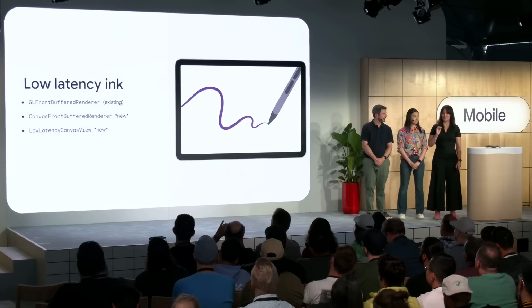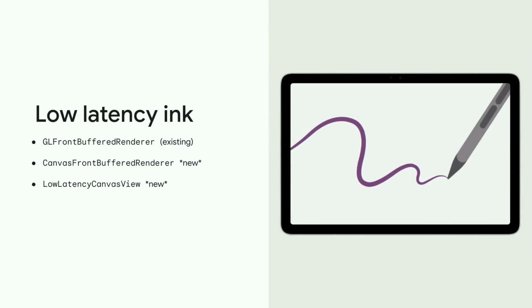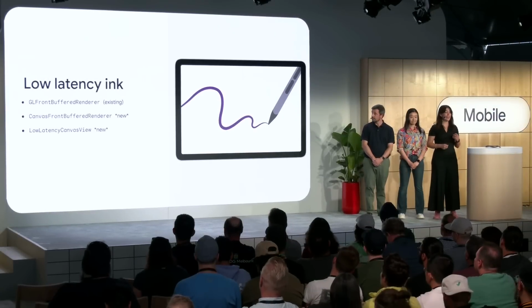A key aspect of a responsive inking experience is low latency. Reducing latency minimizes the delay between moving your stylus and the ink appearing on screen. Based on your feedback, we've introduced 2 new APIs to make low latency easier for apps that use Canvas for rendering, along with our existing GL Front Buffered Renderer API. So Canvas Front Buffered Renderer supports hardware-accelerated Canvas rendering to the hardware buffer, and low latency Canvas View leverages the traditional view system for implementing the multi-buffered content and abstracts all Surface View usage for greater simplicity.